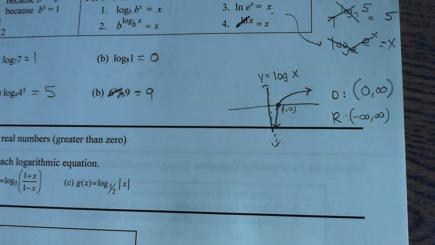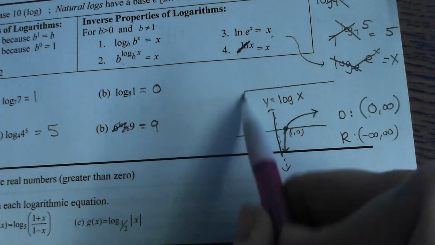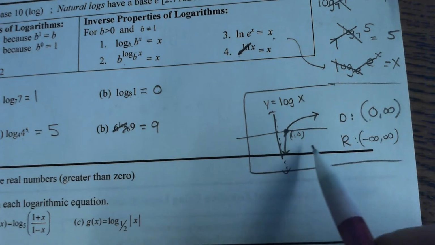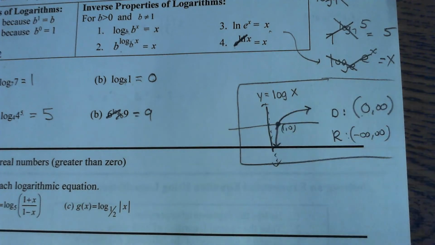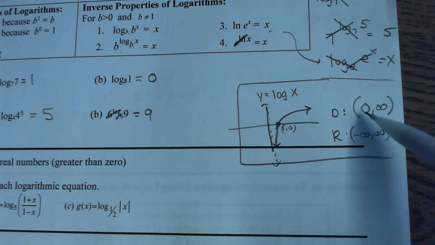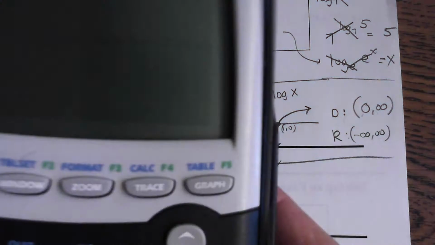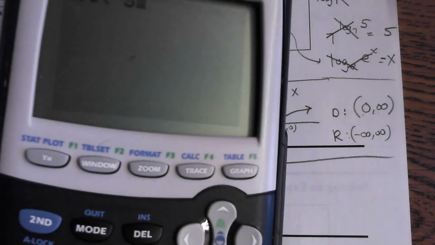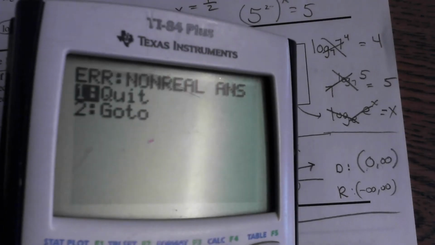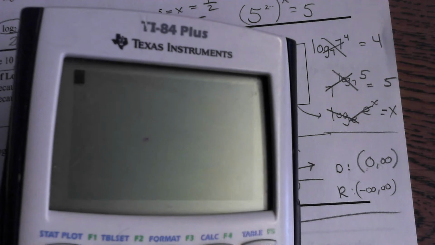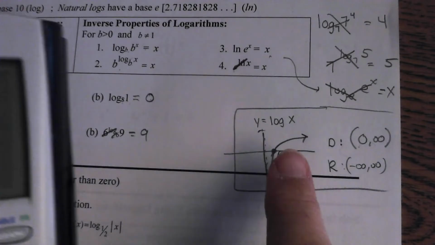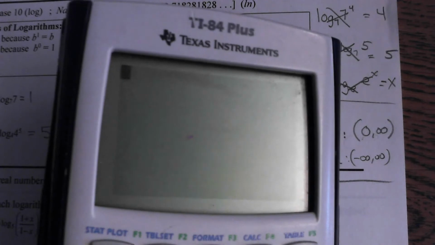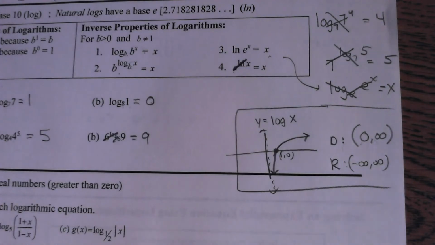So the reason I bring this up is because it visually shows you that you're only allowed to take logs of positive numbers, right? If my domain doesn't include negatives, that's because if I try to take the log of a negative number, I'm going to get an error. If I even try to take the log of 0, I'm going to get an error. I can only take the log of positive numbers. It can be a tiny positive number, but I can only take the logs of positive numbers.